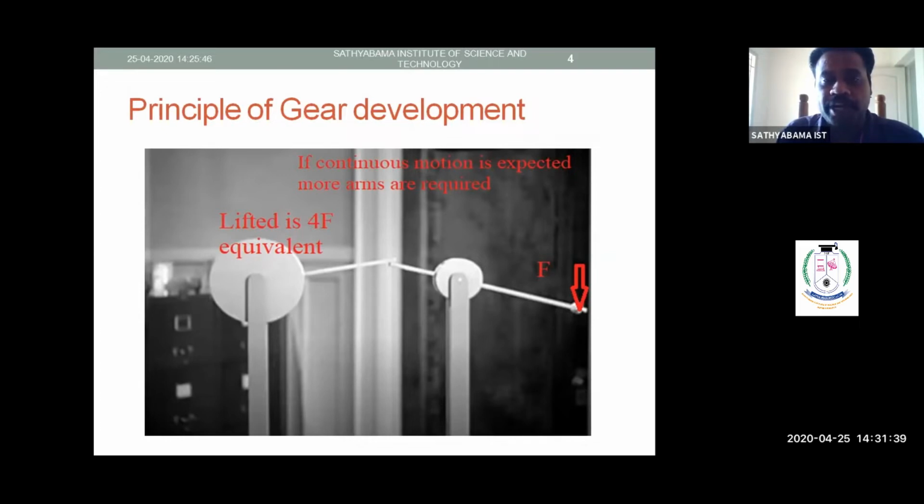So for rotating this large diameter disc, even this small diameter disc is enough. We can create a continuous motion. This is what we can understand. Previously, I told the linear movement. Here I am talking about the rotary movement. If continuous motion is expected, more arms we can fix according to our requirements.